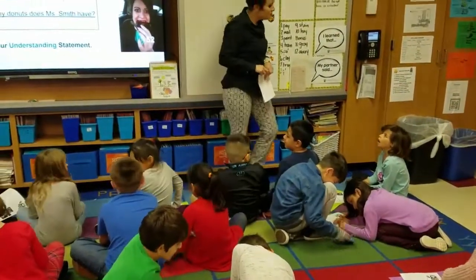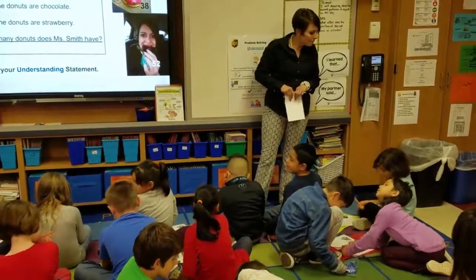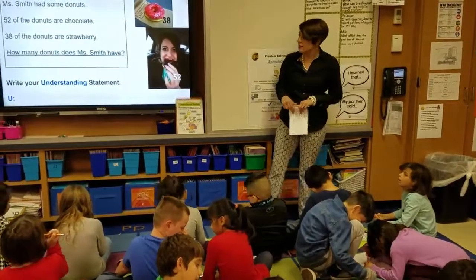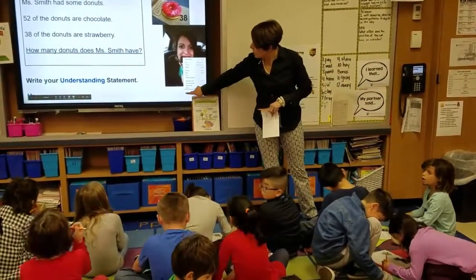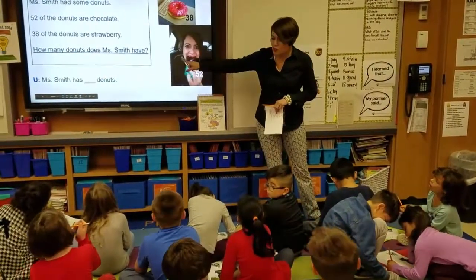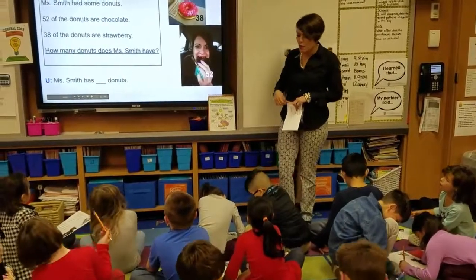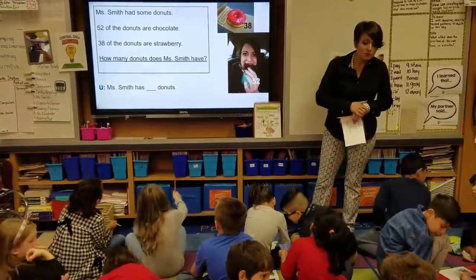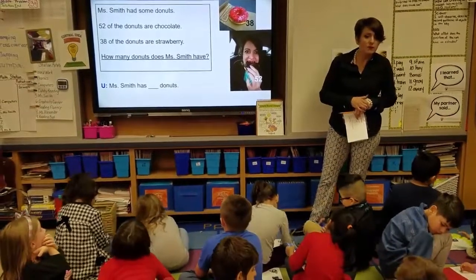Tell me more. It should be: Miss Smith has blank donuts and blank more. That's correct. Miss Smith has blank donuts and blank more. If you didn't have a chance to write that, will you go ahead and write your understanding statement now? I said there are blank left.